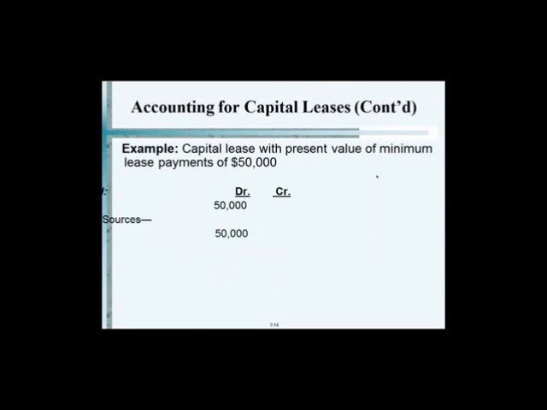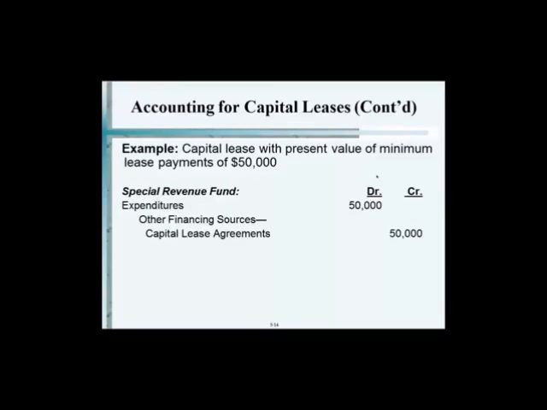And notice this account called Other Financing Source Capital Lease Agreements. What is happening is it's a capital lease, but there's no cash involved, but we recognize this as other financing source capital lease agreement. This could be special revenue, general fund, doesn't really matter. The point here is just because it's a capital lease and doesn't involve cash doesn't mean you don't record it. You still record the lease as an expenditure. It's hard to figure this out, but you have to remember that a capital lease is recorded as other financing source because there's no cash involved.